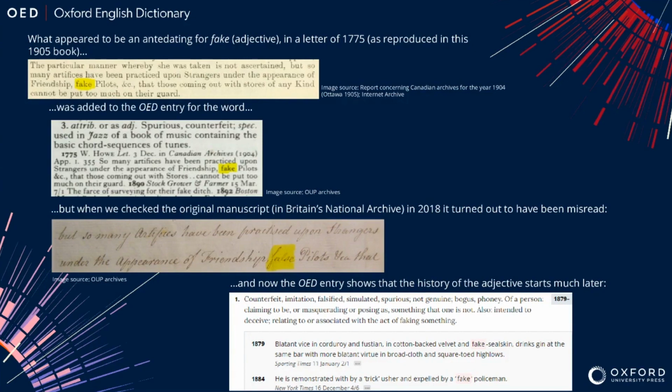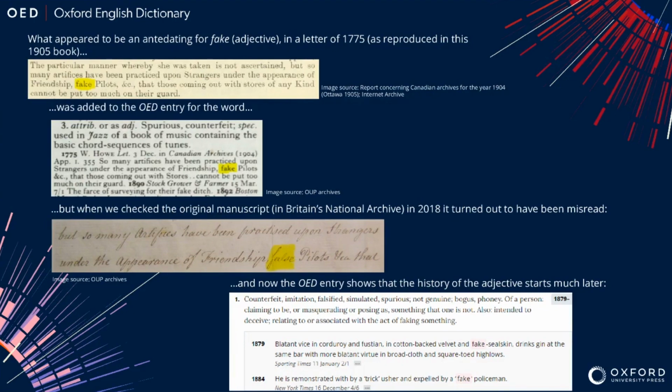And even the noun fake couldn't be found anywhere before the 1820s, and the verb to fake just a little bit earlier than that. So I was suspicious, and I asked one of our researchers to check the original letter in an archive, and as you can see from the third image, it turns out to have been misread. The actual word written was false. So in fact, the general rule is if you find something that looks like an absolutely huge antedating, then be very suspicious, because usually it isn't.